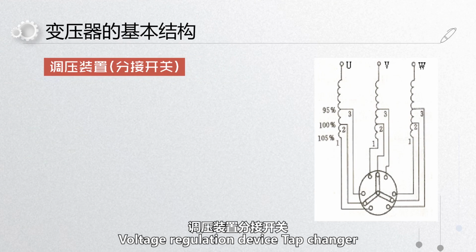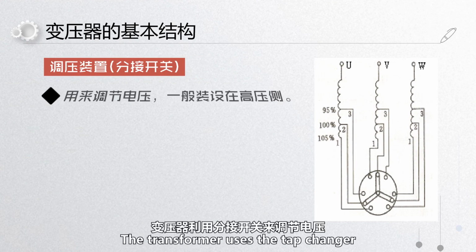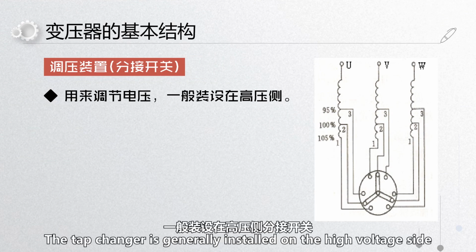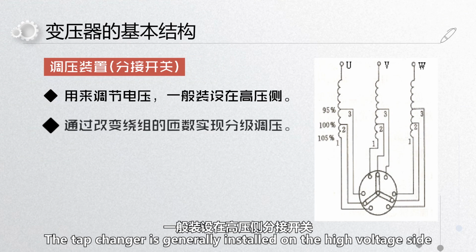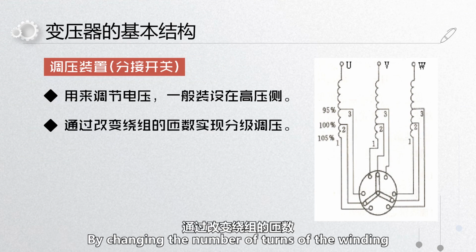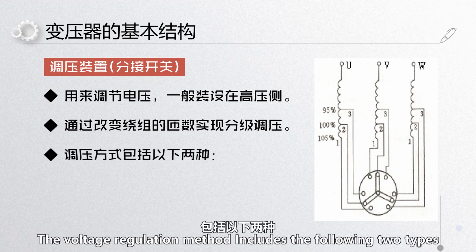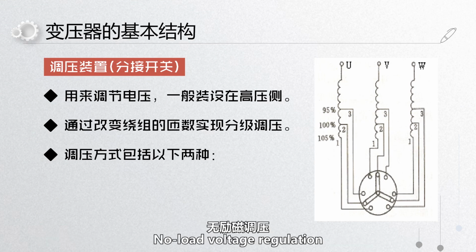Voltage regulation device, tap changer. The transformer uses the tap changer to regulate voltage. The tap changer is generally installed on the high voltage side. By changing the number of turns of the winding, step voltage regulation is achieved. The voltage regulation method includes the following two types.